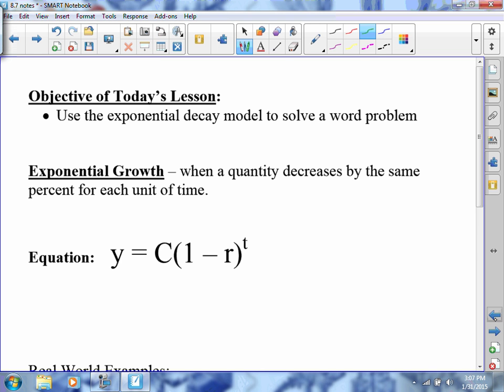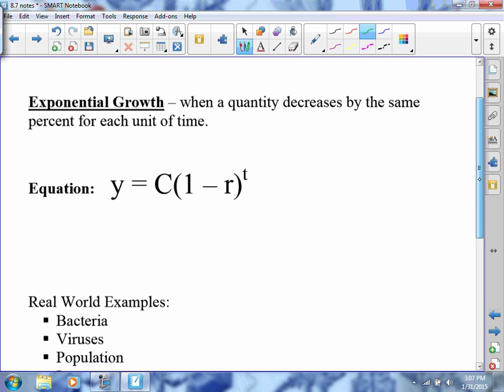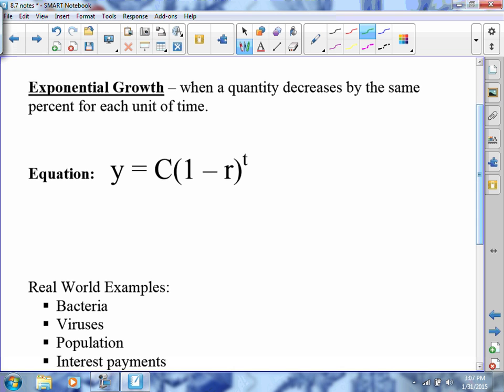And today we're going to take a look at an exponential model to solve word problems that deal with exponential decay. So in the previous sections of notes we talked about exponential growth. Now we're going to talk about exponential decay. And actually, I see a typo right here. This is supposed to be exponential decay. And that is when a quantity decreases by the same percent for each unit of time.